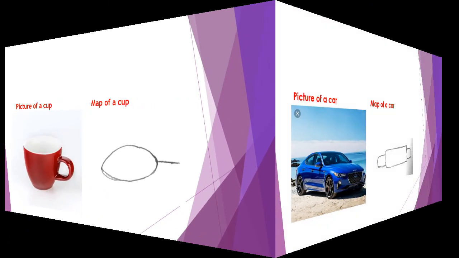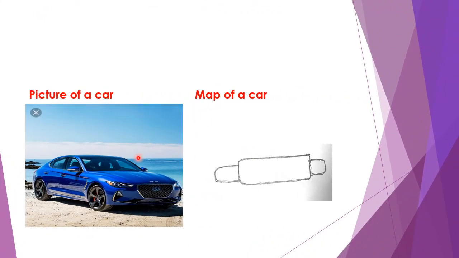Then we have the car. This is a picture of a car, and you're right, when you go on top of a car, you will only see that. You won't see the tires, you won't see the side mirrors, but you will see the top part.